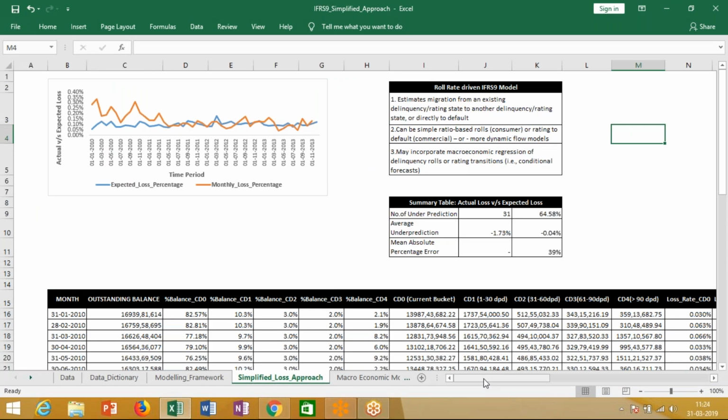So this data that we have contains the following critical fields. First, it contains the total outstanding balance, right? The total monthly balance for each month, the outstanding balance, right?